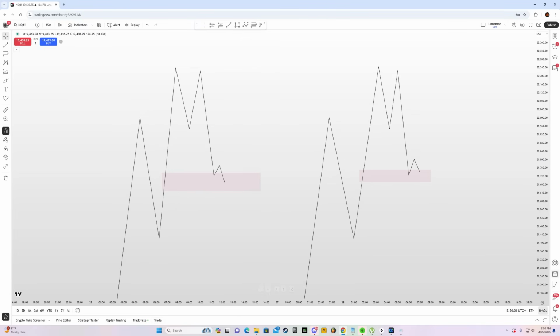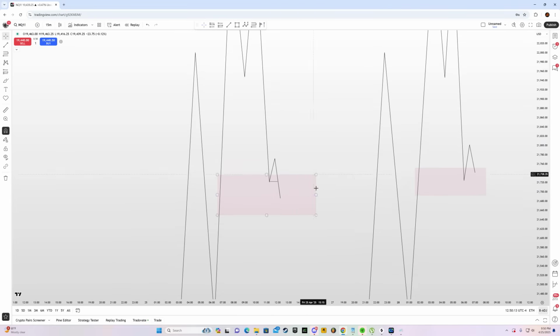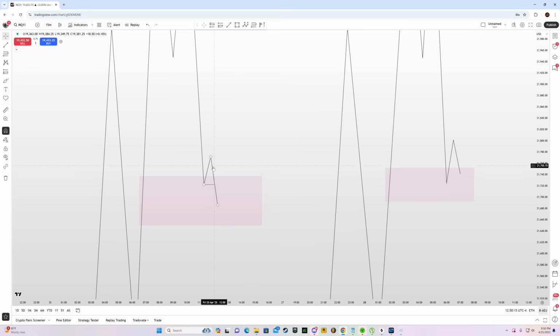Now, when we have SMT divergence, make sure price sweeps some form of liquidity on the 1-minute time frame. And then inside this leg, from this low to this high over here, we have to mark out all the fair value gaps or a single fair value gap.